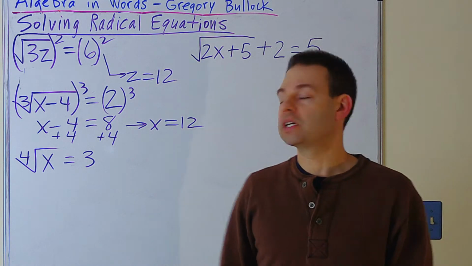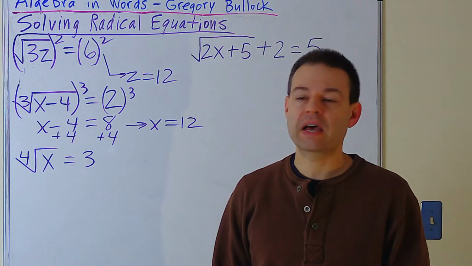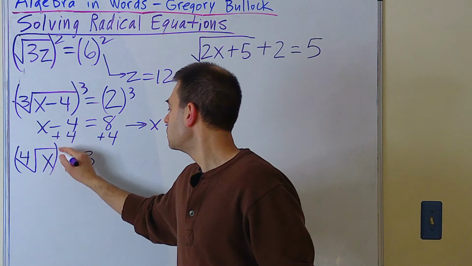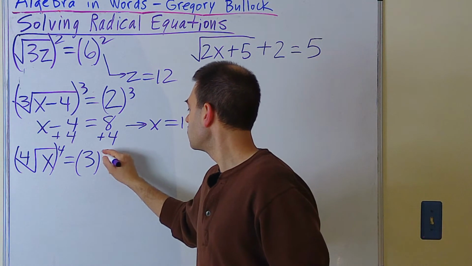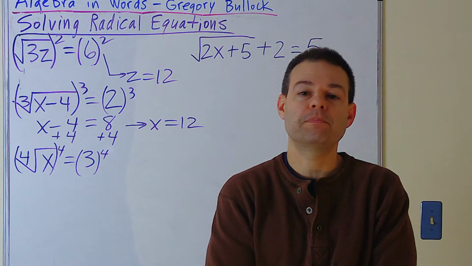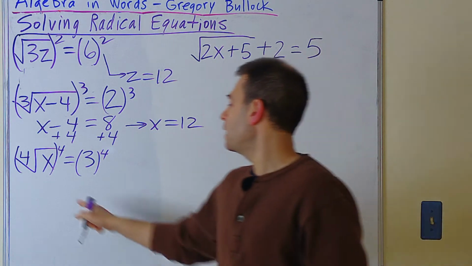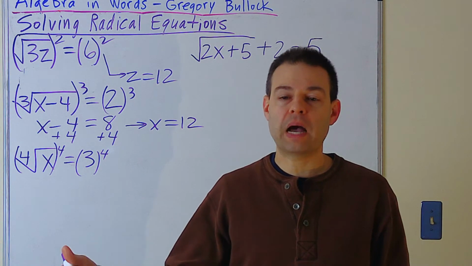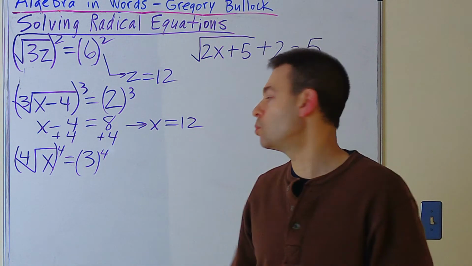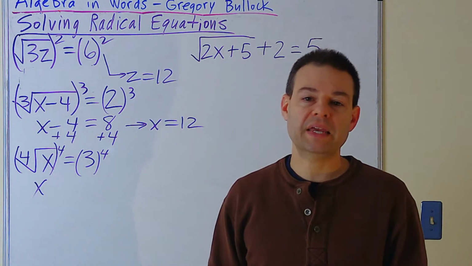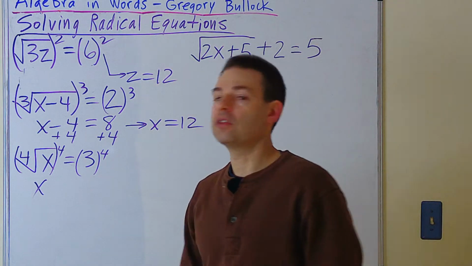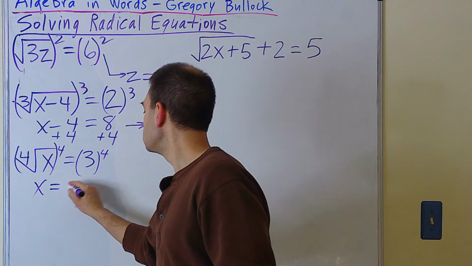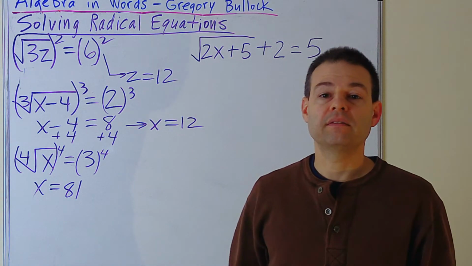Now let's look at the last one. We have the fourth root of x equals 3. And since this is the fourth root, we're going to raise both sides to the power of 4. And the reason is because the fourth root of a radical raised to the 4th power eliminates the radical and leaves you with the base or the radicand, in this case x, and on the right, 3 to the 4th equals 81, and that's it.